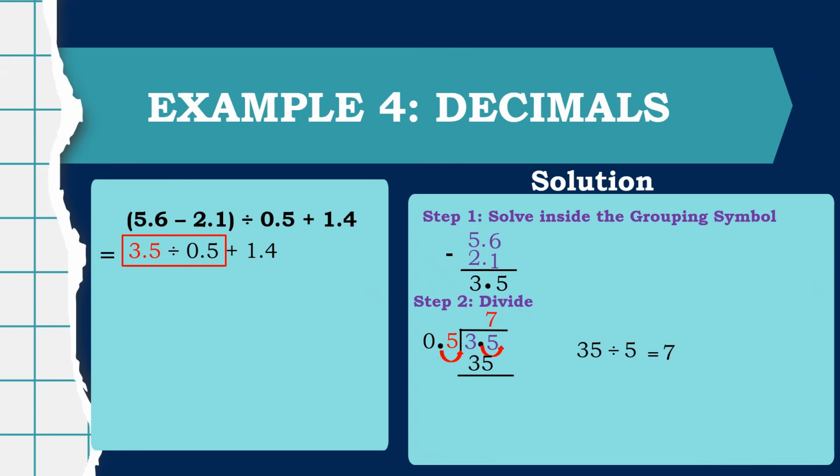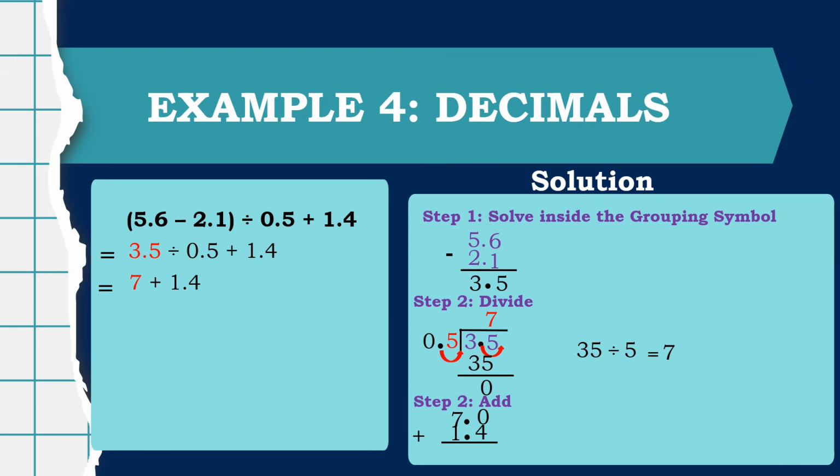7 times 5 is equal to 35. 35 minus 35 is equal to 0. So our answer is equal to 7. So what will be our step 3? Alright, step 3 is we add. So 7 plus 1 and 4/10.